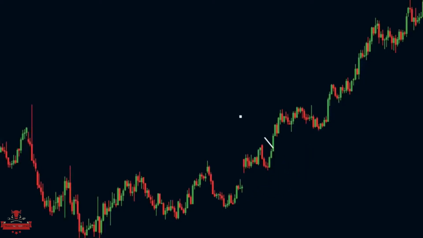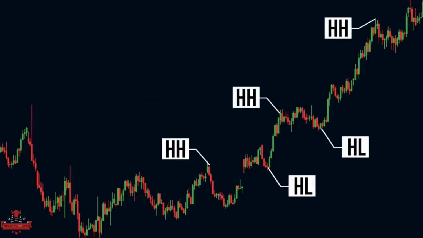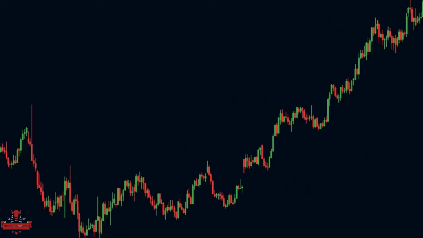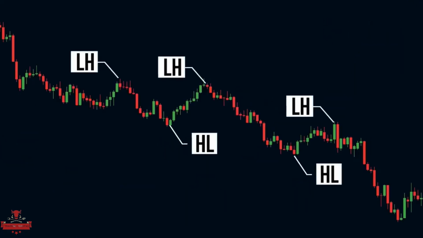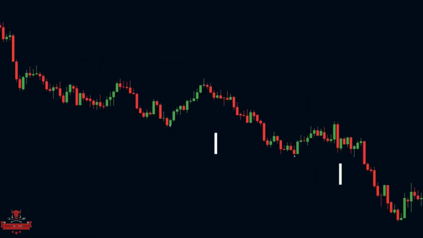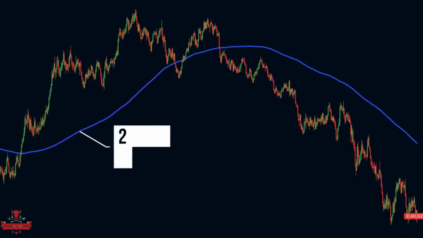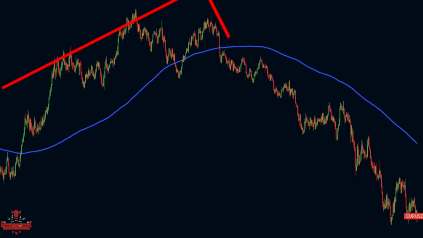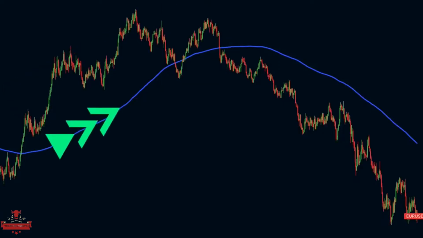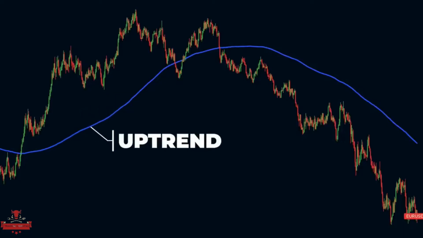An uptrend can be identified using the price action. If the price is making higher highs and higher lows, it is said to be in an uptrend. On the other hand, if the price is making lower highs and lower lows, it is said to be in a downtrend. We can also use a simple moving average to identify the trend. Most of the time, I like to use a simple 200-day moving average for the identification of the trend. If the price is trading above the 200 MA and the moving average is sloped upwards, we can call this an uptrend. Once we have the list of the stocks, we will filter out the stocks that are in an uptrend.